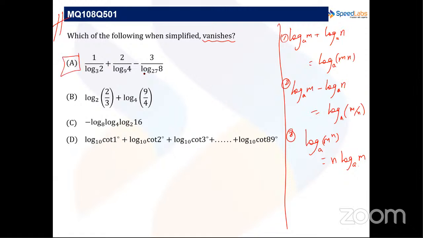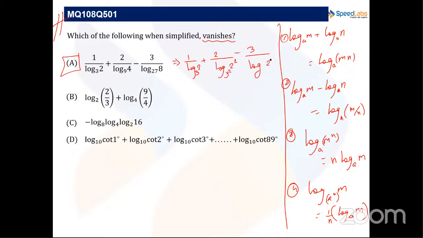Let's check for the first option. It is 1 upon log 2 to the base 3, so that will be 1 upon log 2 to the base 3 plus 2 upon 4. We can write it as, for the power in the base, we are having the property log a to the power n of m is equal to 1 upon n log a m. So this will be log 2 to the power 2 and 3 to the power 2, and minus 3 upon log 2 to the power 3 upon 3 to the power 3.